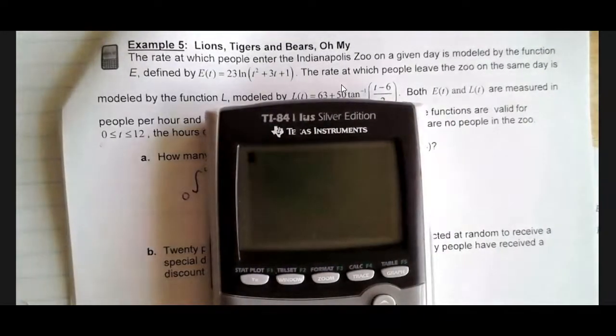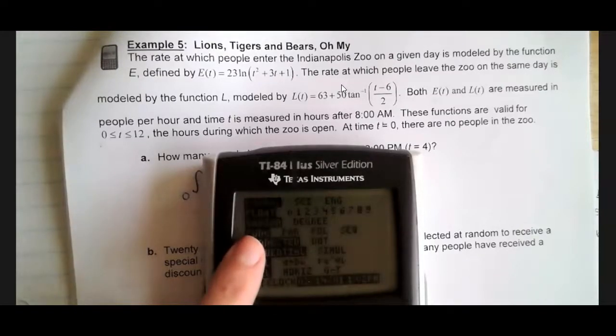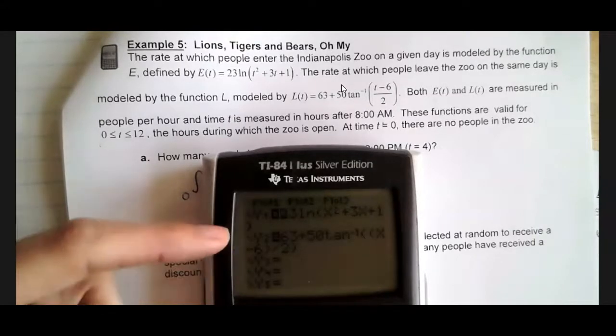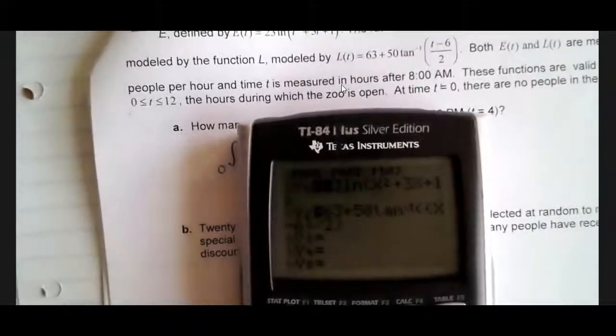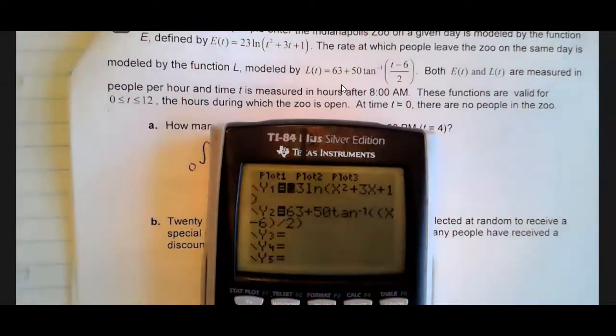So you're going to go to your graphing calculator. Since I have 2 functions, the first thing I'm going to do is list both of my functions in y equals. And make sure my calculator is in radian mode. So I have E of t in y1, and I have L of t in y2. Sometimes on the test, I make note of that to myself so that as I'm working through my problems, I remember y1 is E of t.